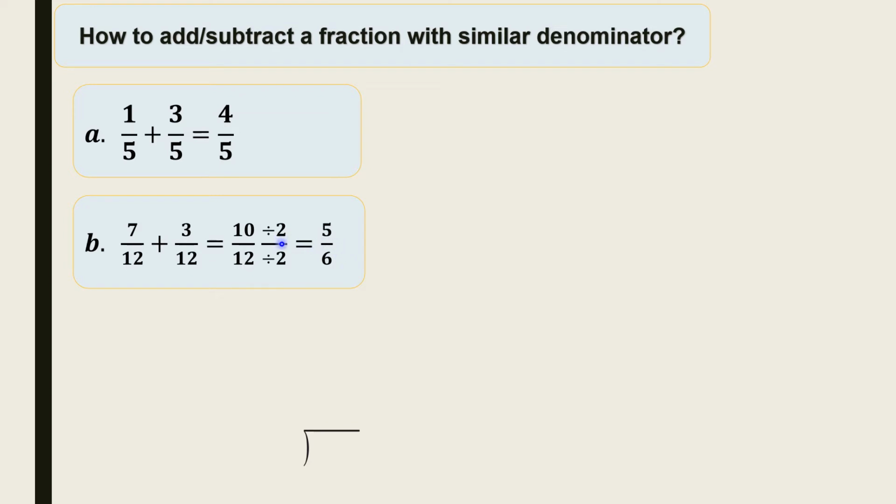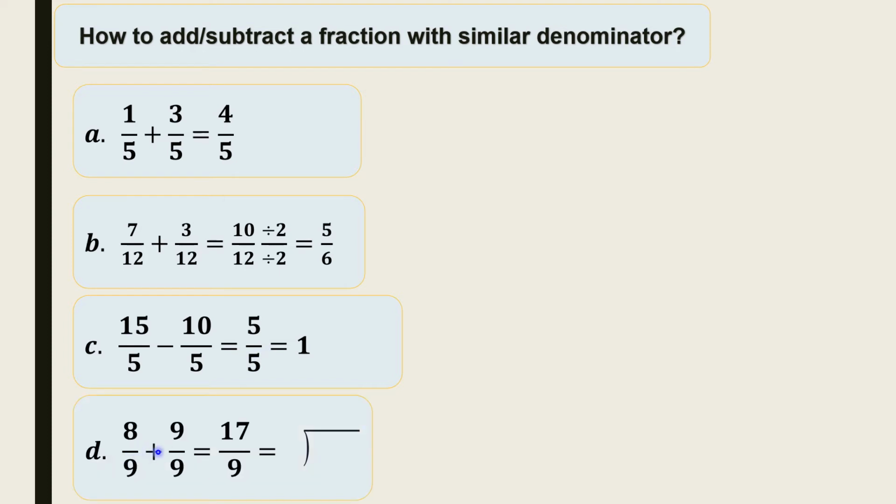Therefore, 10 divided by 2 is equivalent to 5 and 12 divided by 2 is equal to 6. And in this part, 15 over 5 minus 10 over 5 is equal to 5 over 5, or equal to 1. And then in this part, 8 plus 9 equals 17. Just copy the denominator. Therefore, 17 over 9.